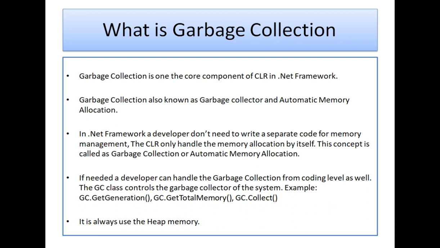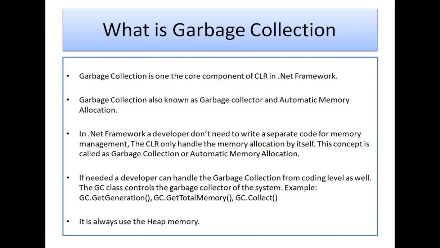So how will you write that code? In .NET framework, if you work with C# in Visual Studio, you will find one namespace called System, and inside that namespace, you will find a static class called GC. Inside that static class, you will find n number of methods, like I have given some examples: GetGeneration, GetTotalMemory, Collect, and there are many more. All those methods you can use in your programming.